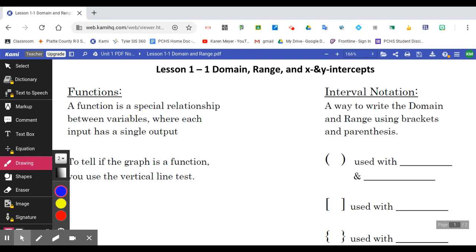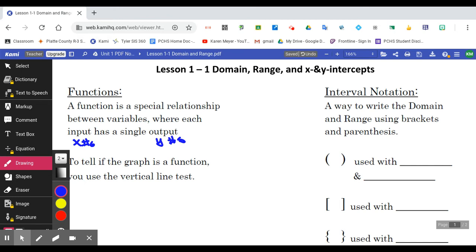Today we're going to be talking about finding domain, range, x and y intercepts of all different kinds of functions. So off to the side we have a definition for a function, and it just says a function is a special relationship between variables where each output has a single input. And if you can remember, input means x numbers and output means y numbers.